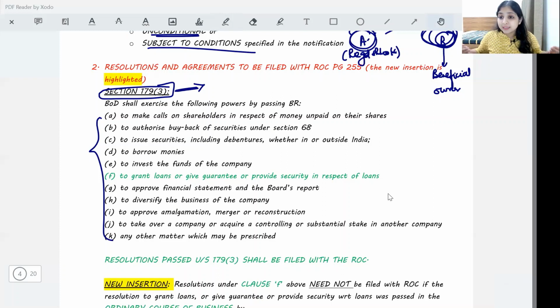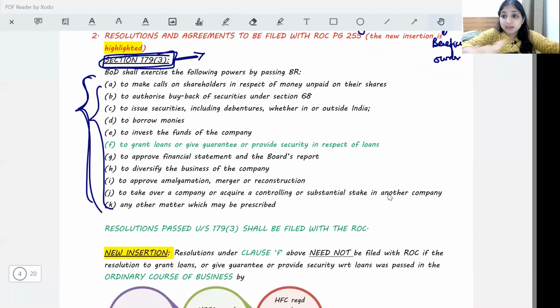In the meetings chapter, you would have studied that these resolutions passed by the board under 179 subsection 3, in case the board passes them, then a copy of that resolution has to be filed with the ROC. You wouldn't have studied what are these 179.3 resolutions. The list of these 11 resolutions you wouldn't have studied because it is not a part of your CA Inter syllabus. Okay, but you would have studied that 179.3 board resolutions have to be filed with the ROC.